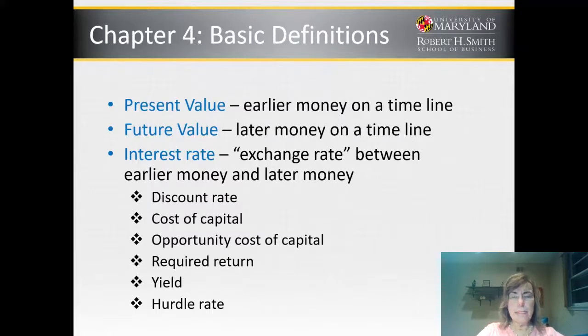So now I'm going to talk about Chapter 4, which is where the bulk of this is. I showed you earlier, present value is early money on a timeline. Future value is later money on a timeline. Interest rate is the exchange rate between earlier money and later money. We call this term interest rate, we also call it the discount rate, the cost of capital, the opportunity cost of capital, the required return, the yield, and the hurdle rate. So we give that rate a lot of different names.